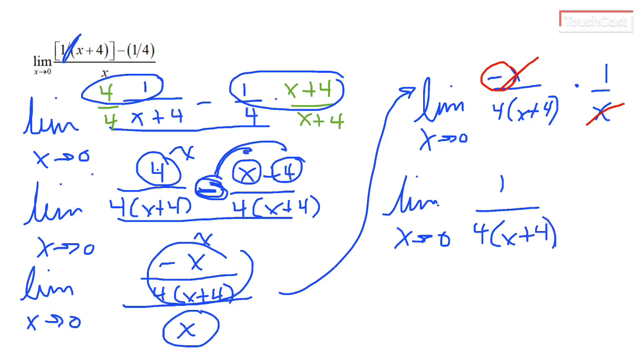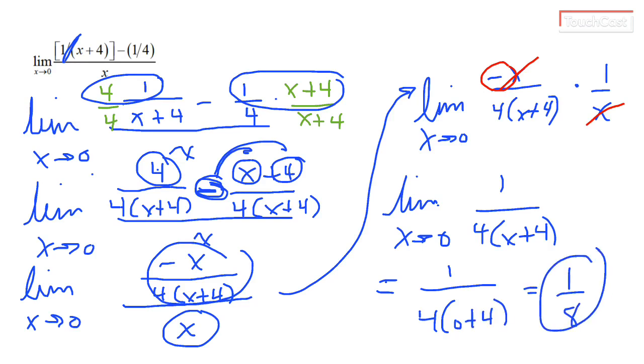Notice I don't have a plain x in my denominator. I have x plus 4. So it's totally legal to use 0 in place of x because I will not be making a 0 in my denominator. So now I know it's time. I can leave the limit notation off. This is 1 over 4 times 0 plus 4, which is 1 over 8. Final answer.